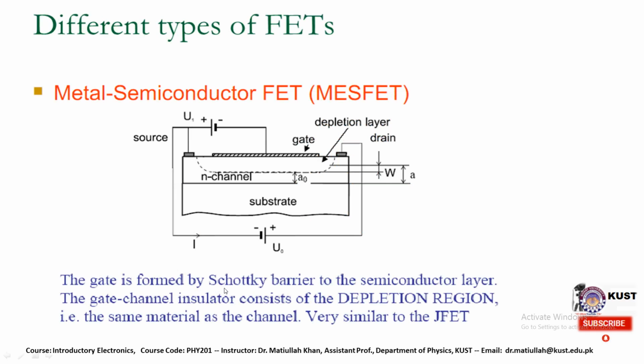The nature of the material is the same as the channel, and this structure is very similar to the junction field effect transistor. Here, if we look toward the structure, here is the source and here is the drain. So the current flows between source and drain, and here is the gate to control the magnitude of current, and this is the channel through which the current passes. This is an N channel metal semiconductor field effect transistor, and this is actually the substrate on which everything is grown.